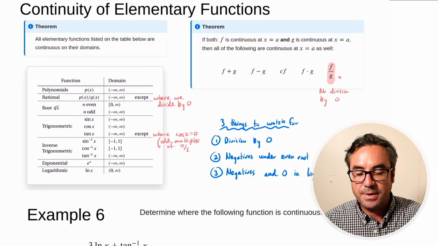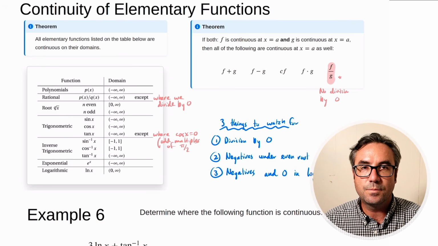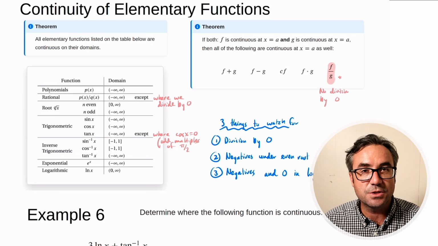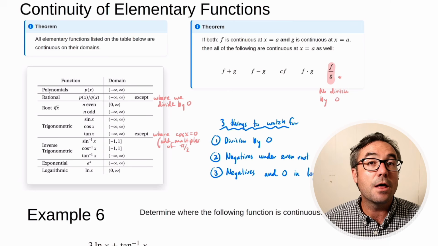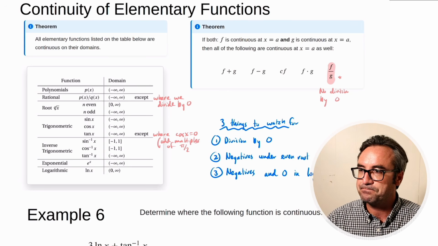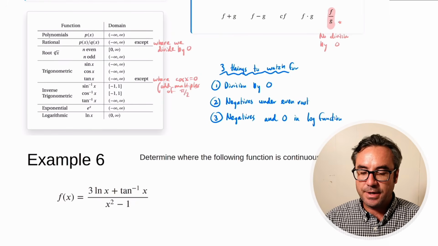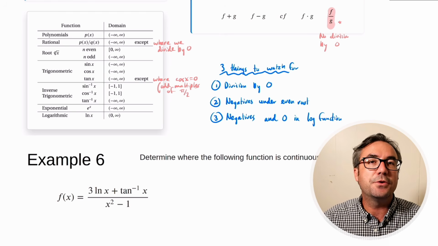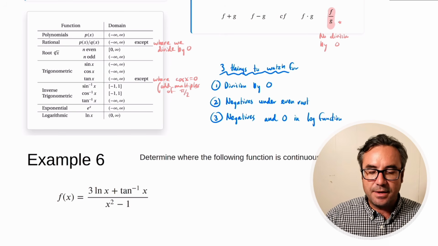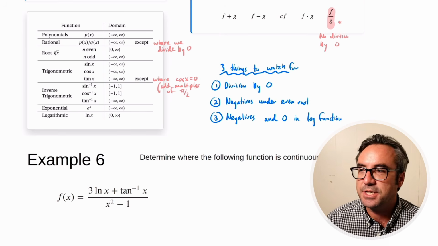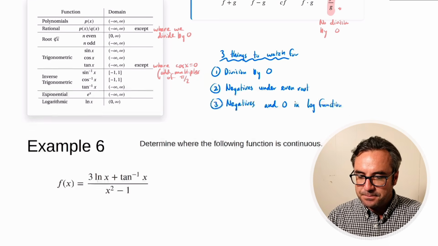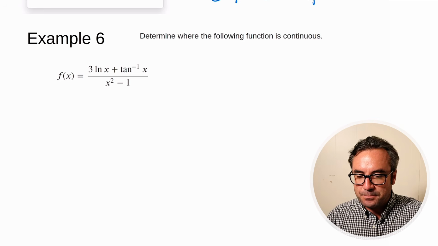But as long as we're not dividing by 0, then the result of taking two continuous functions and dividing is going to be another brand new continuous function. All right, so let's get a little practice figuring out what the domain of a function is, and then concluding where that function is continuous. So we've got this example 6 in our notes.